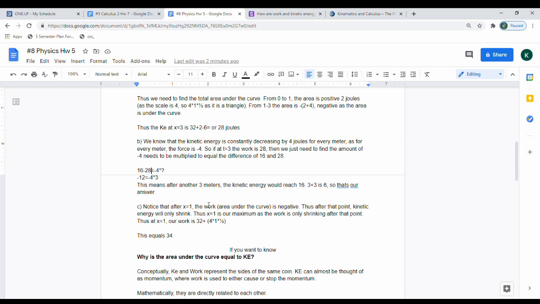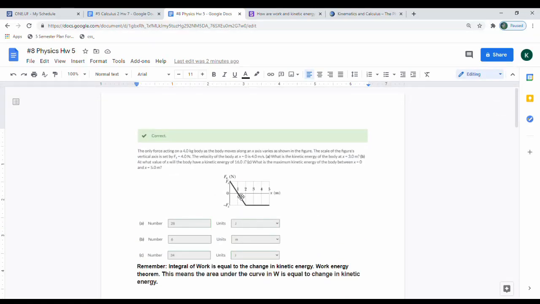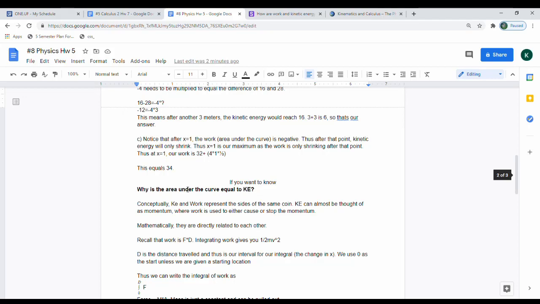And then for C, if you notice, after 1, the work is only getting smaller because the area under the curve is negative. So at 1 is the highest it will ever be, because then the work will eventually reach negative and it'll go on to negative infinity. So at 1, it's the highest it'll ever be. And we already figured out what this area is. It's just 1/2 times 4 times 1, which is 2. So take your initial, 32 plus 2, you get 34 joules. And that's all you need to know.